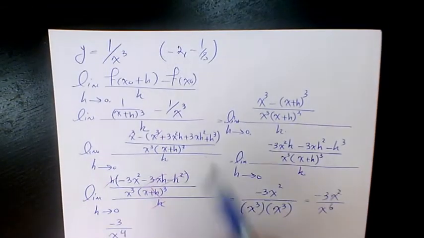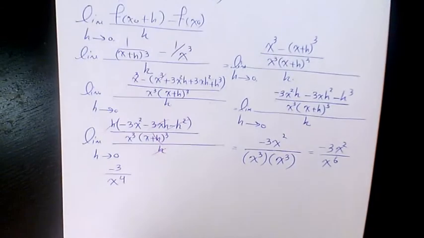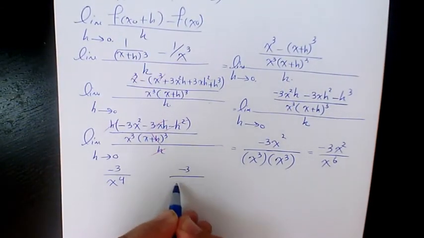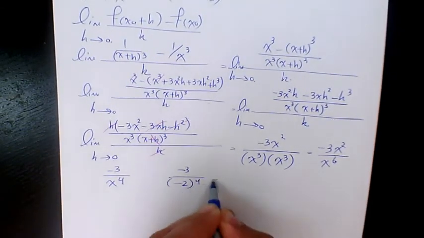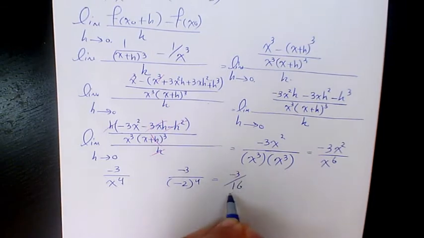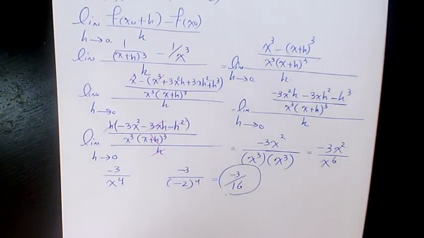And now I need to sub this negative 2 in there. It's going to be negative 3 divided by negative 2 to the power of 4. It's going to be negative 3 divided by 16. That's the slope of the tangent to the curve.